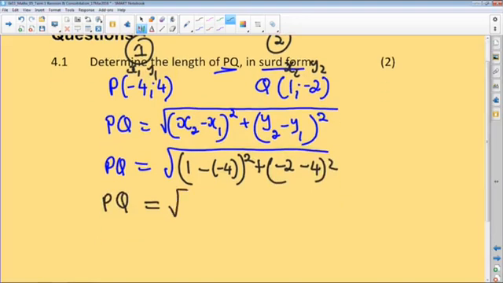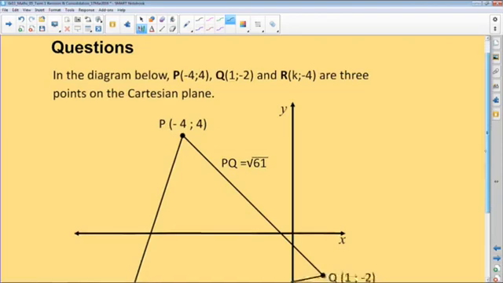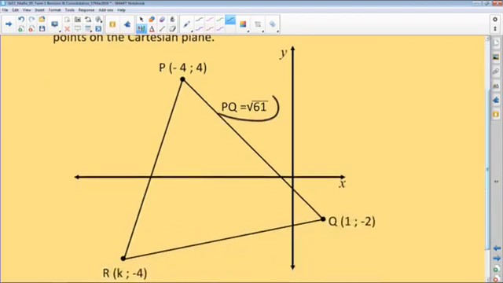So your PQ is the square root of 1 plus 4 squared, that's 25, plus minus 2 minus 4, that's minus 6, and minus 6 times minus 6 is 36. So your PQ is the square root of 61, but we are working with distance, so PQ is the square root of 61 units. Well done to you guys who got it right.